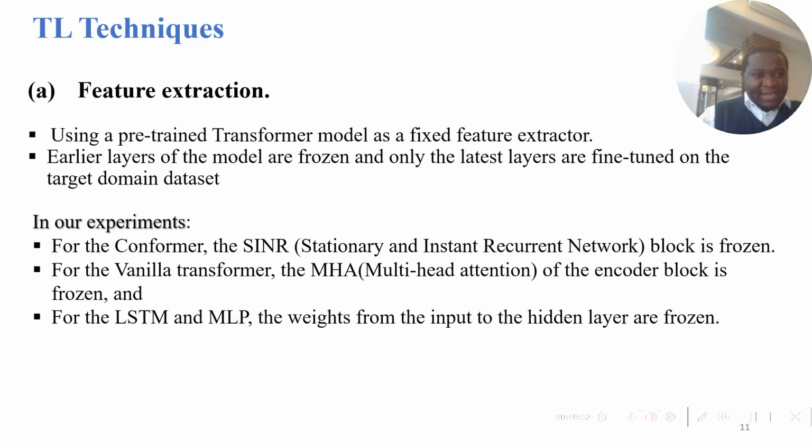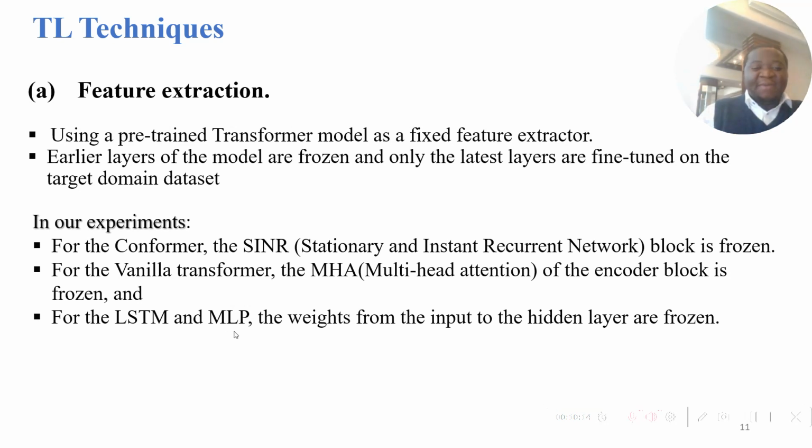So here I'm explaining quickly what the feature extraction technique is about, and I just want to give these details for the models that we used. For the Conformer, for the feature extraction, there is the section called the SIRN, the stationary and instant recurrent network. That's the part that will be frozen, and for the rest of the architecture the weights will be updated in the target domain. For the vanilla transformer, the multi-head attention of the encoder block is what will be frozen, and the rest of the weights will be updated or used in the target domain.